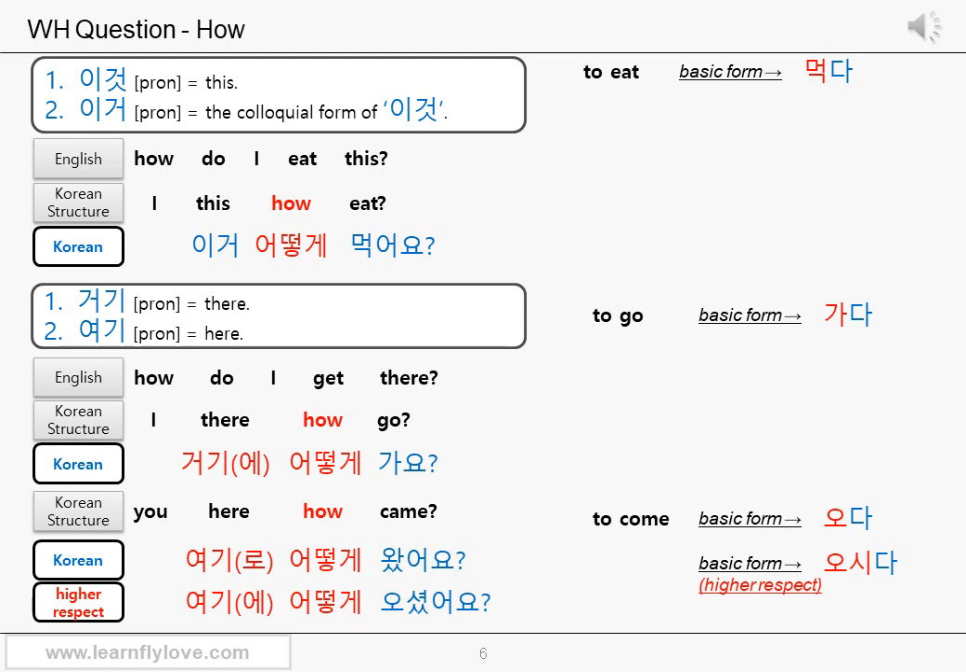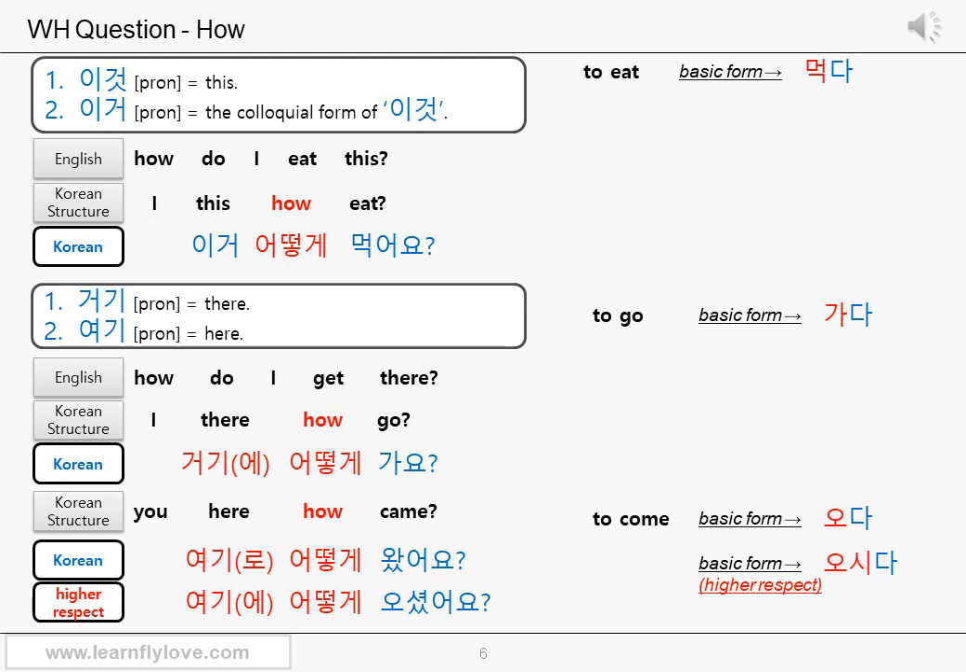여기 is the place where you are now. Yes, you can add a particle 로 or 에 to 여기. 여기 or 거기 is a noun in Korean. How, 어떻게. Came, it's in the past tense.